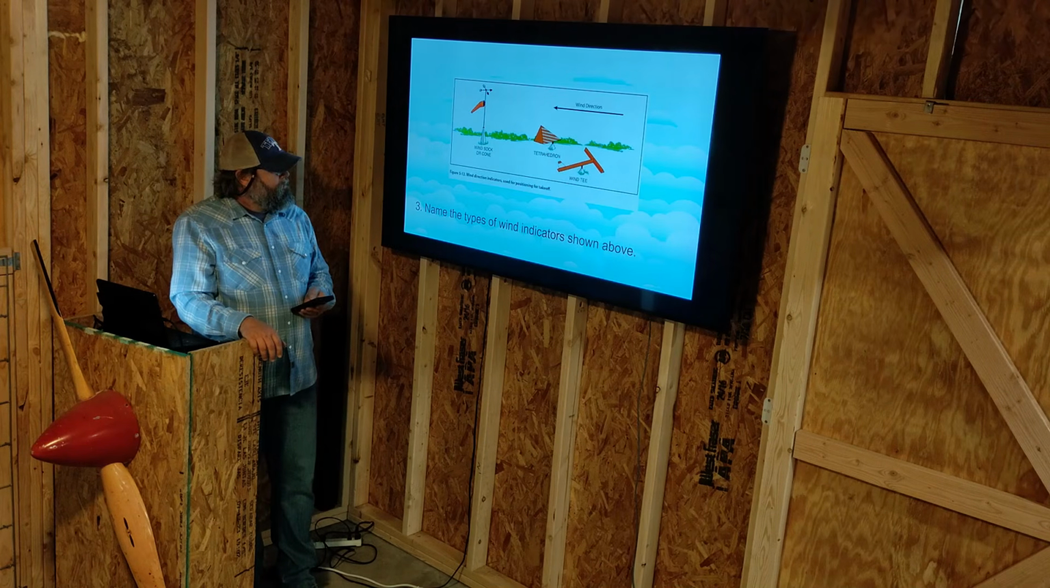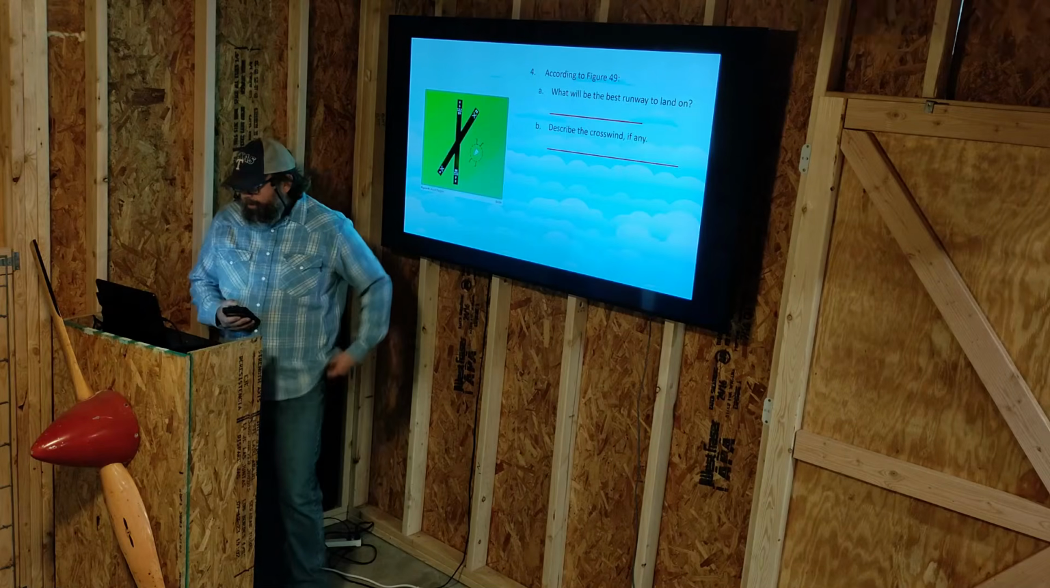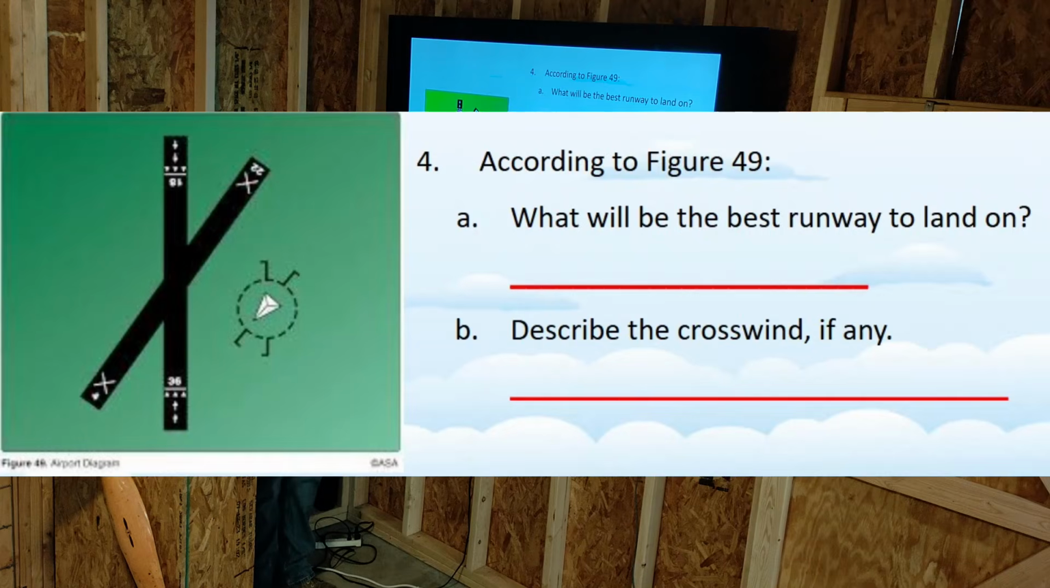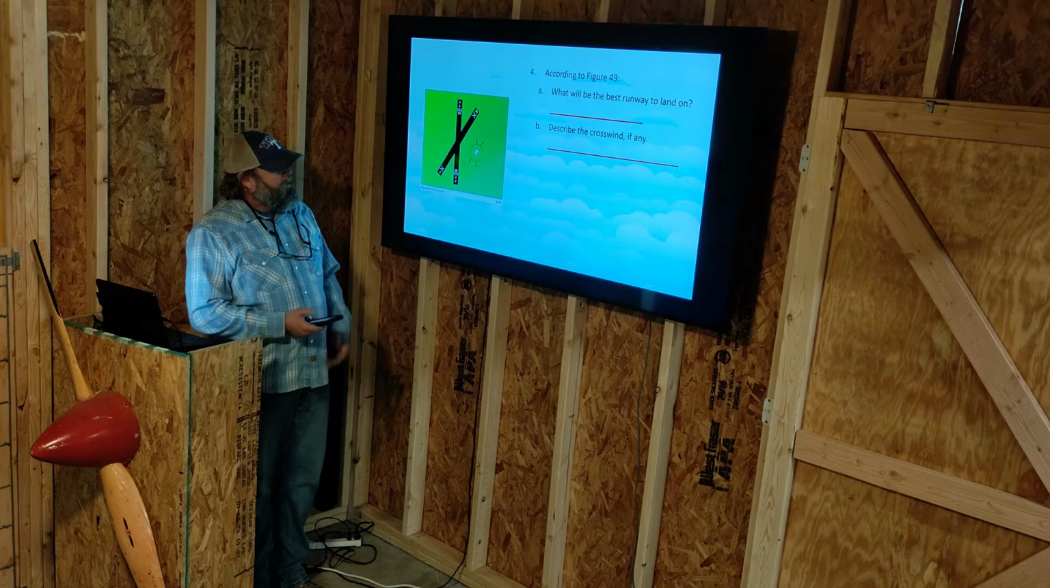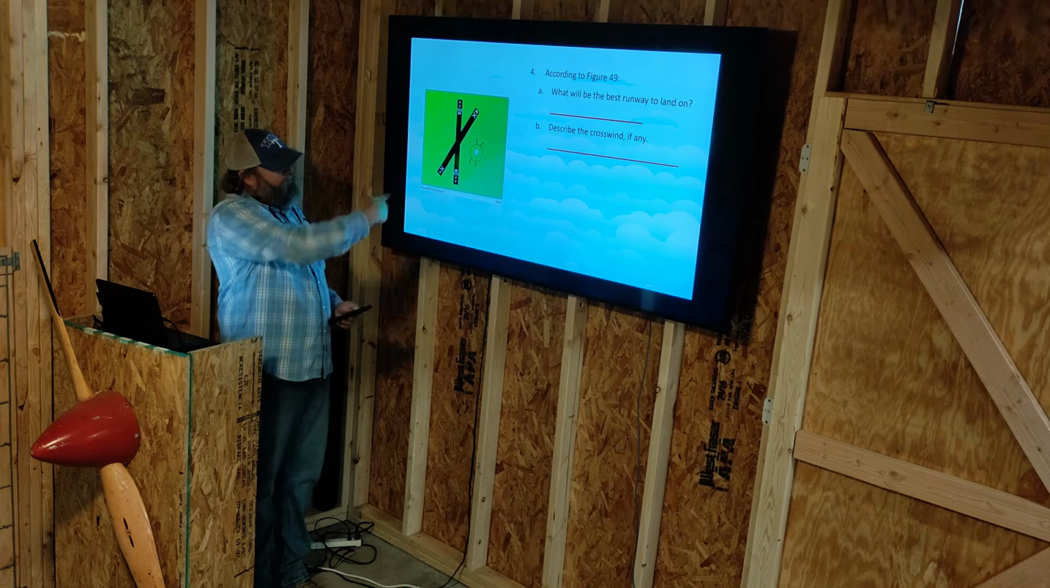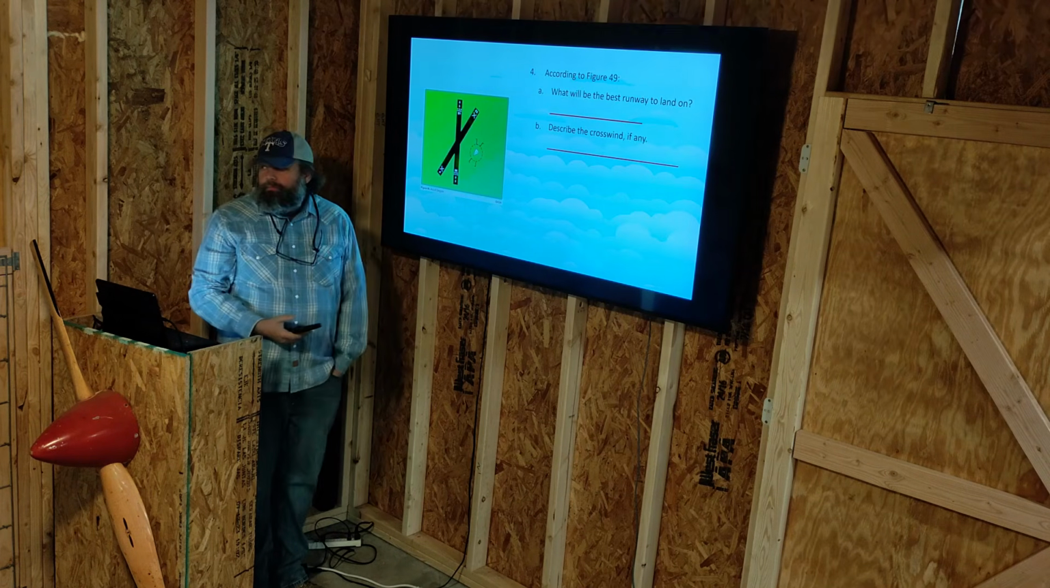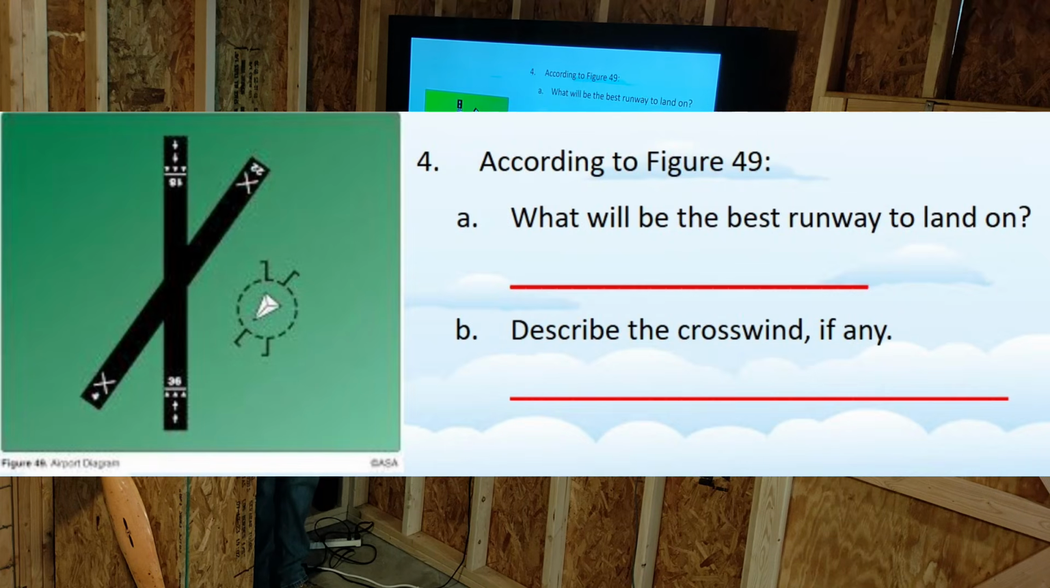Okay. According to figure 49, which is this one here, what will be the best runway to land on? This is showing a tetrahedron right here. The tetrahedron is pointing southwest. I would say land on 22. Who says runway 22?